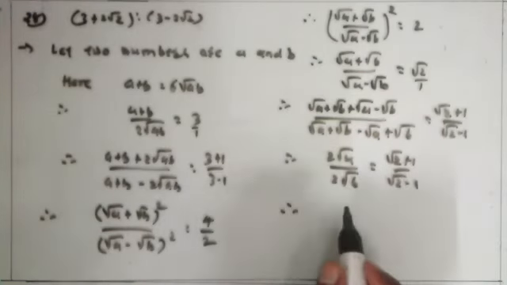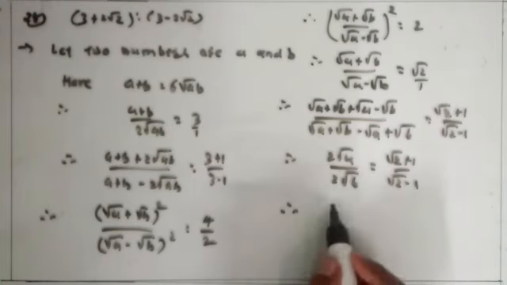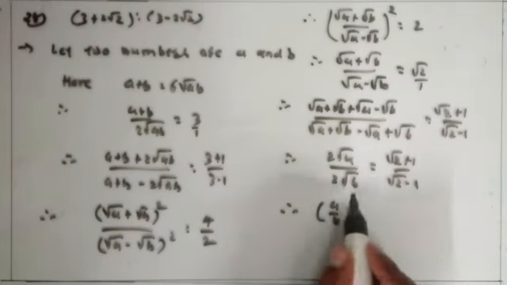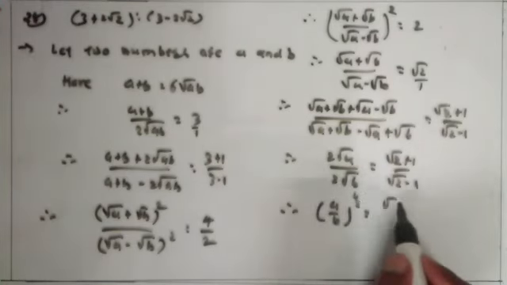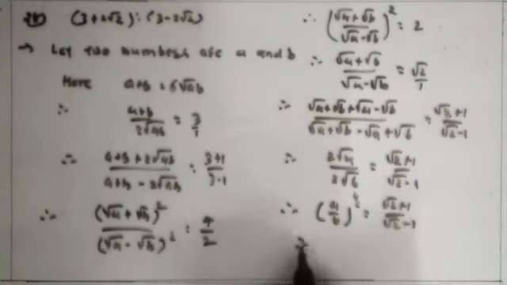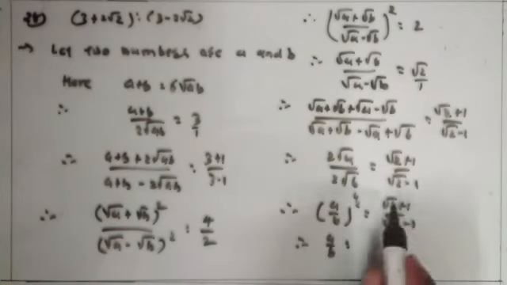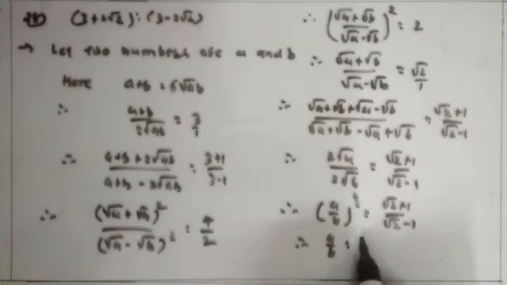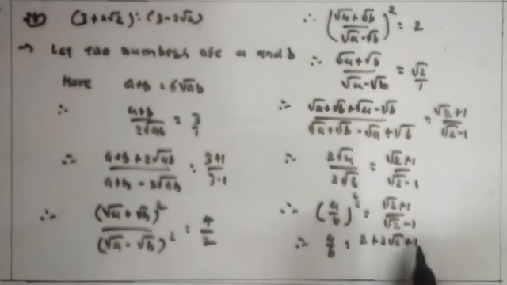Here 2 from both sides cancel. So we get A upon B raised to 1 by 2 is equal to root 2 plus 1 upon root 2 minus 1. Now apply square on both sides. We get A upon B is equal to, square of this is equal to root 2 square, 2 plus 2 root 2 plus 1 square is 1 upon root 2 square is 2 minus the product of these two into 2, 2 root 2 plus 1.